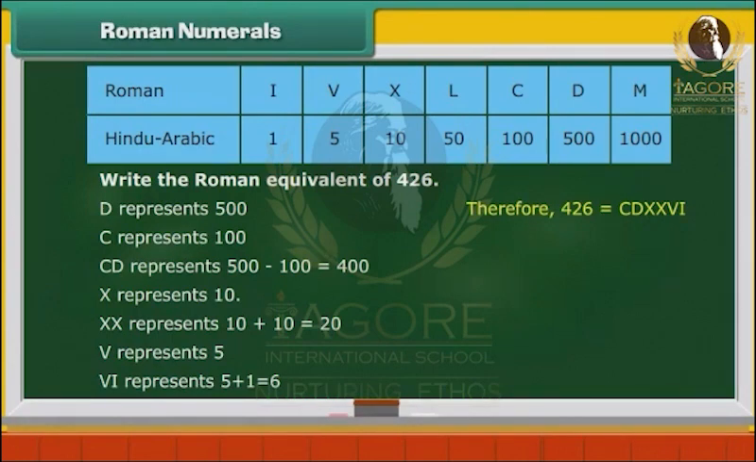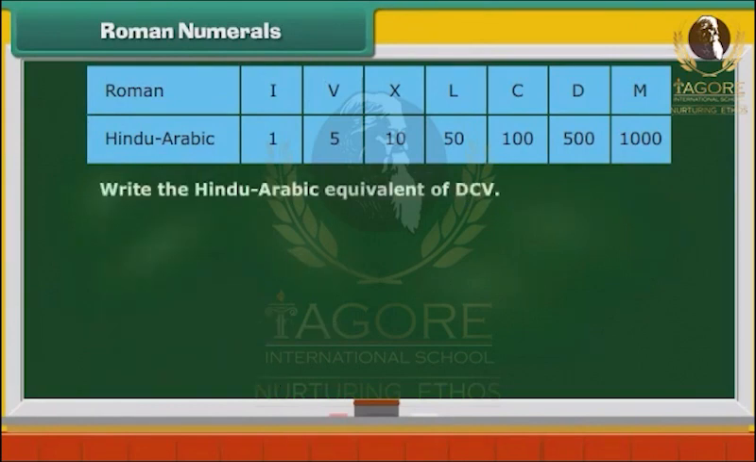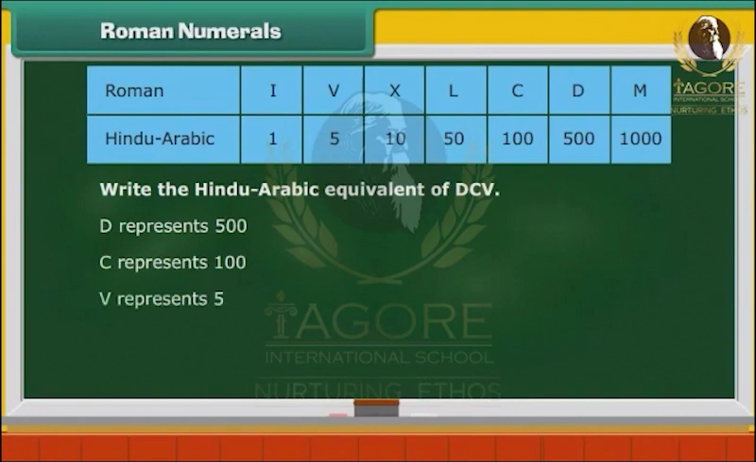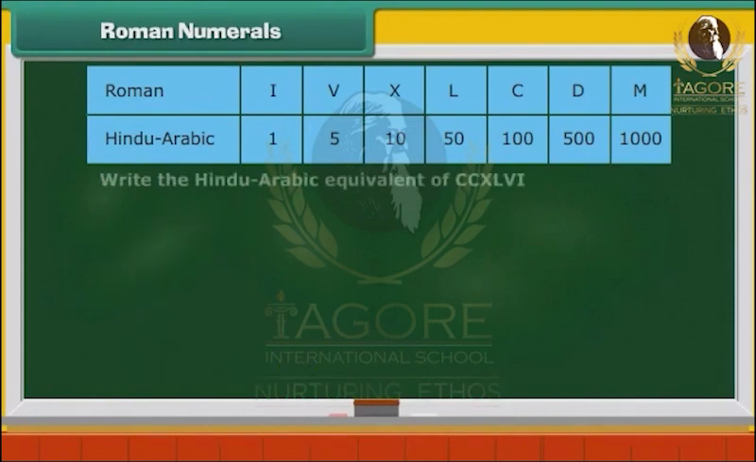We now convert Roman numerals into Hindu-Arabic numerals. Write the Hindu-Arabic equivalent of DCV. D represents 500. C represents 100. V represents 5. Therefore, DCV is equal to 500 plus 100 plus 5 is equal to 605.